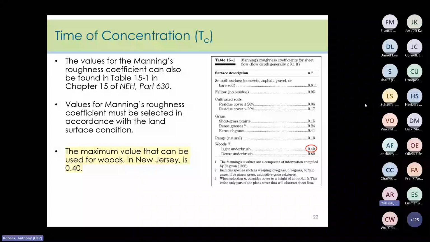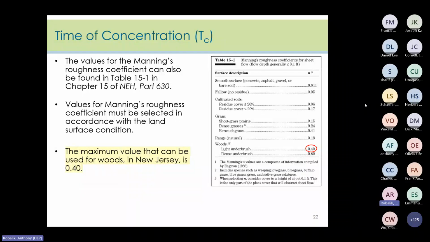Also important is that the New Jersey BMP manual states that the maximum roughness coefficient for sheet flow in New Jersey is going to be 0.4, and that corresponds to woods with light underbrush. So we would not use a roughness coefficient in New Jersey that is greater than 0.4. That's going to be the max.